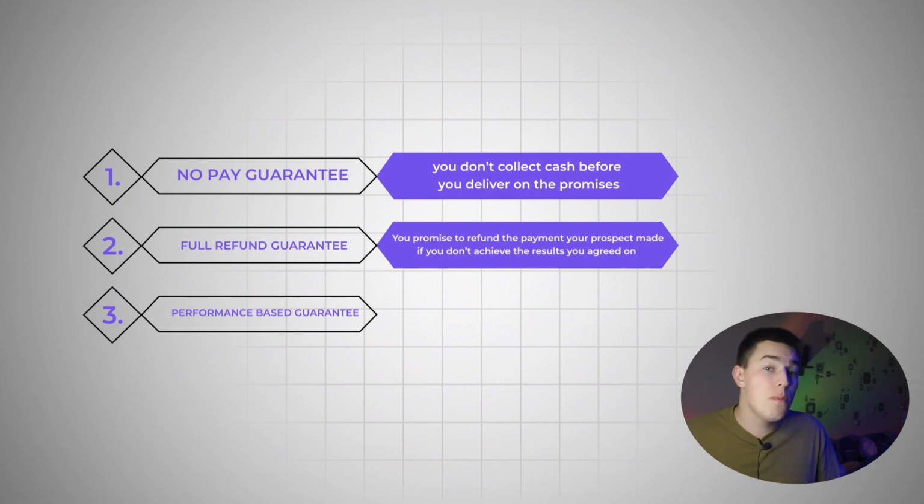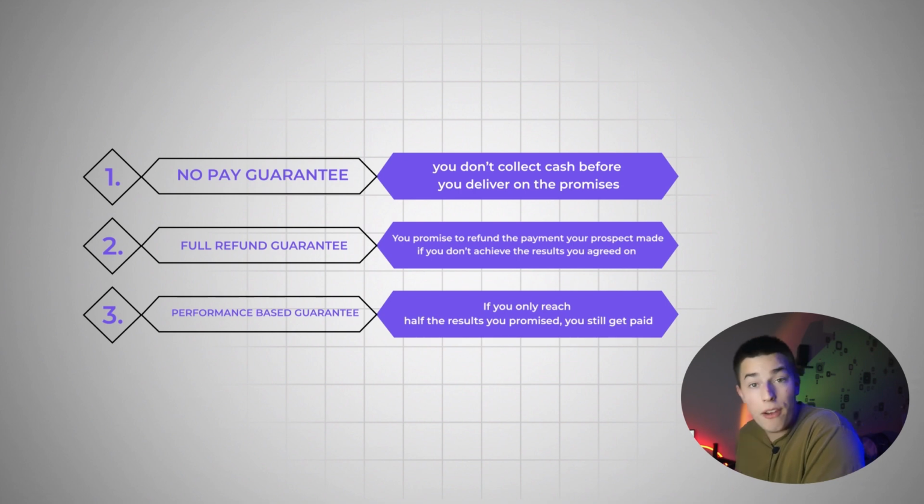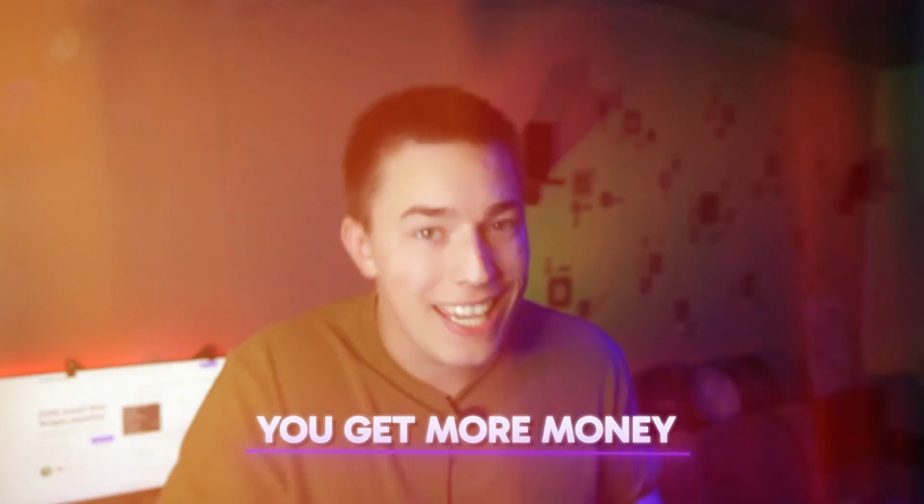Lastly, performance-based guarantee is a bit more complex, as it requires you to change your whole business model and work based on performance. But it's a great compromise, because if you only reach half the results you promised, you still get paid, just half. And if you do better than usual, congrats, you get more money. Here's a pat on the back, you deserve it.